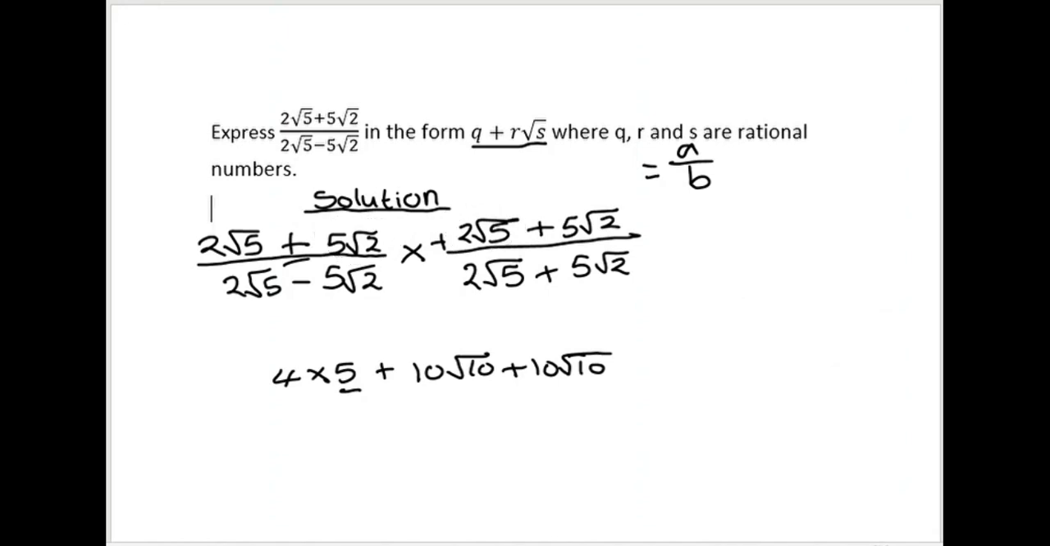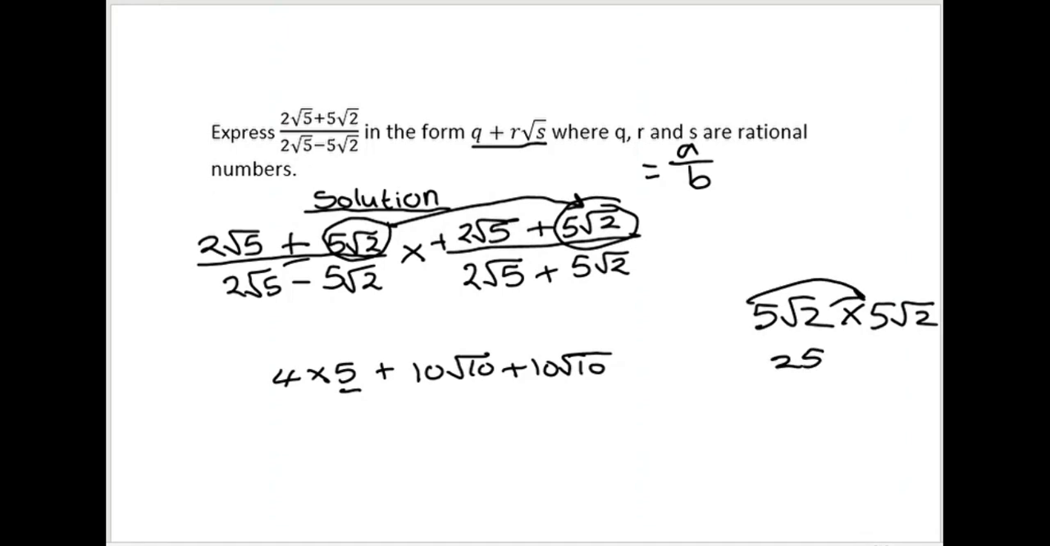Then I'm going to multiply 5 root 2 times 5 root 2. So I have 5 root 2 times 5 root 2. 5 times 5 is 25. Root 2 times root 2 is just 2. So I have plus 25 times 2. Okay.